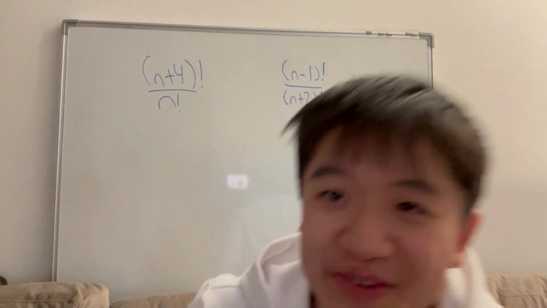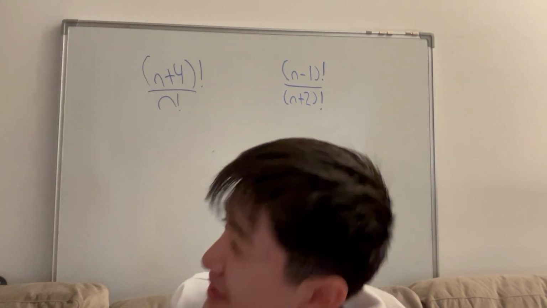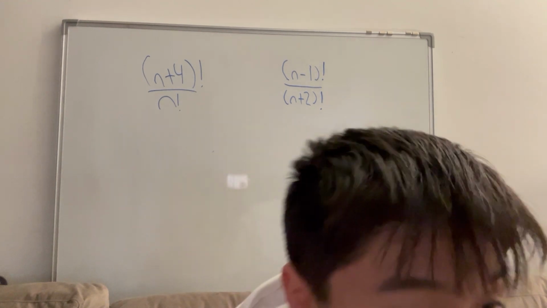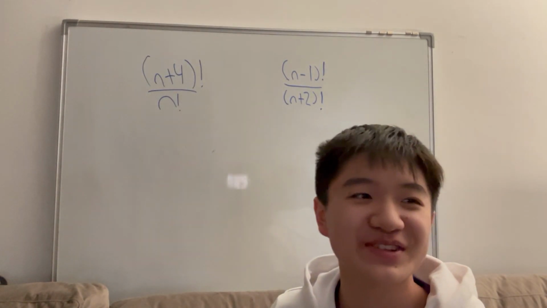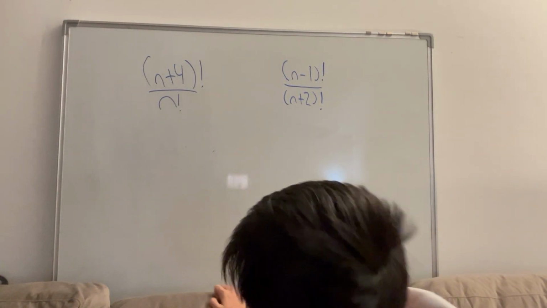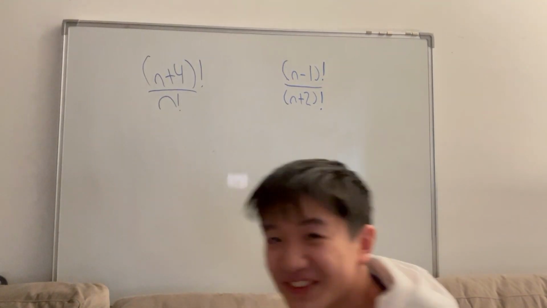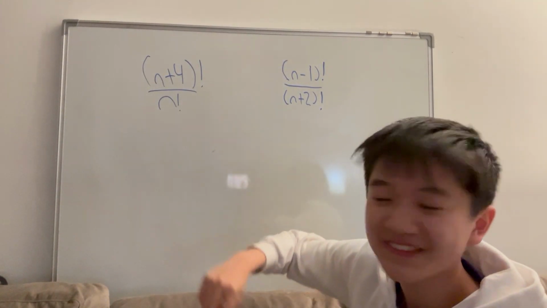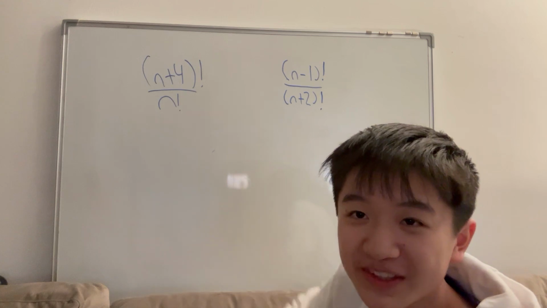Hello, my name is Kenneth Wang, and today I'll be going over how to simplify factorial expressions with a variable inside. You can see here our first problem, n plus 4 factorial over n factorial.